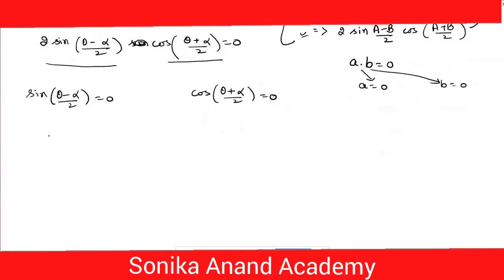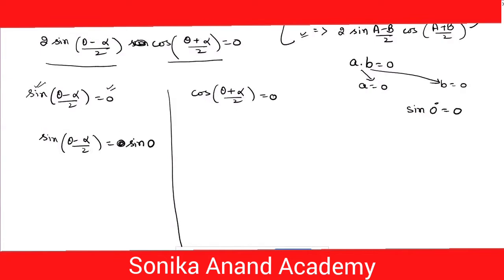Firstly, sine theta minus alpha by 2. So, sine theta minus alpha by 2 is equals to 0. For the case of sine, when we have the value of sine theta 0, we write sine 0 only. So we write over here sine 0.